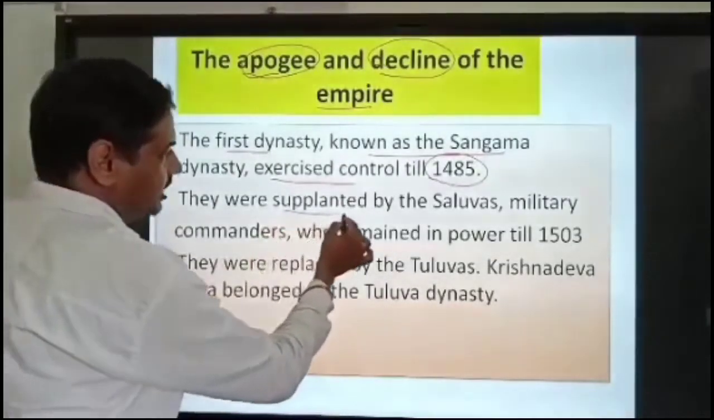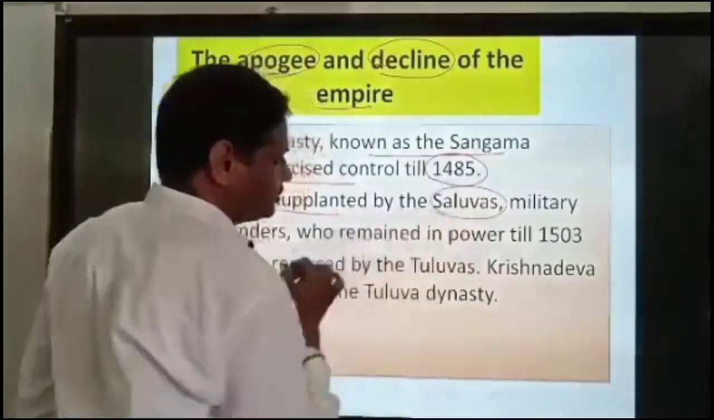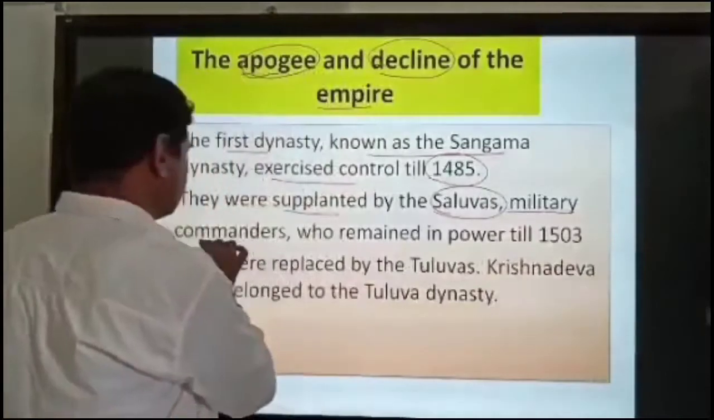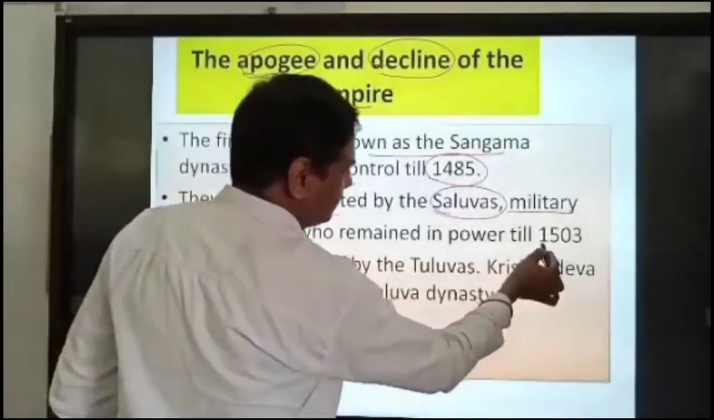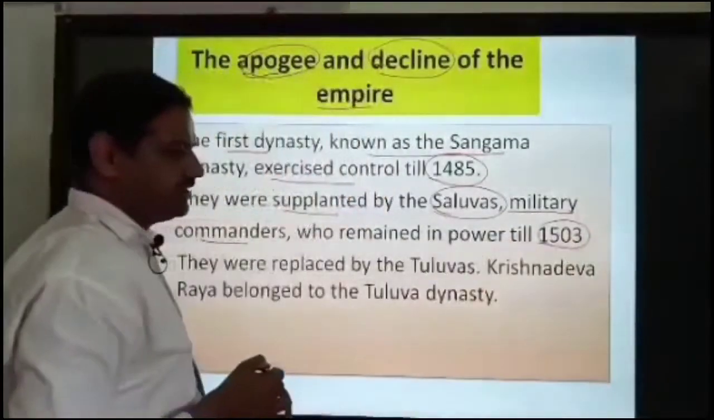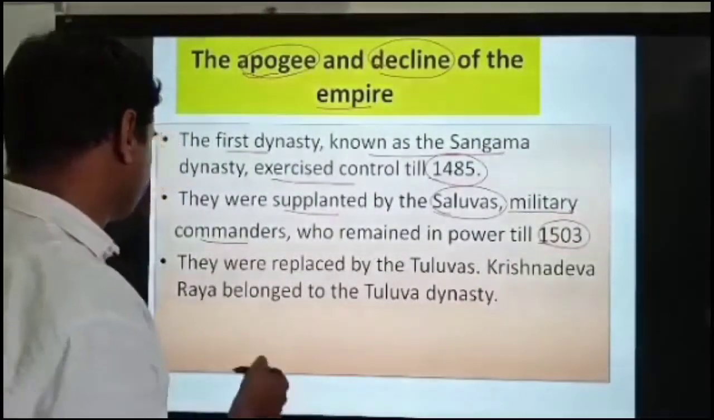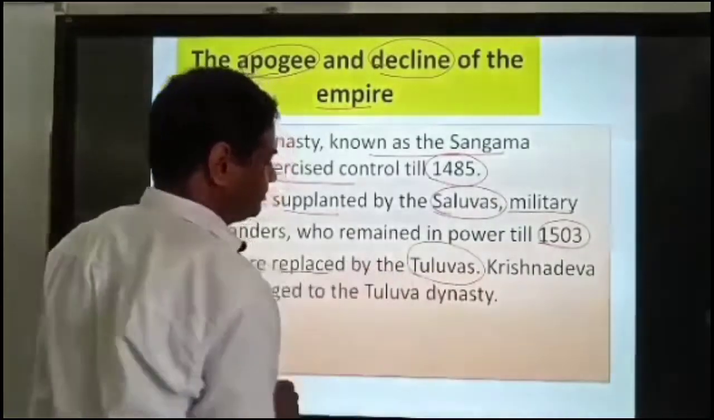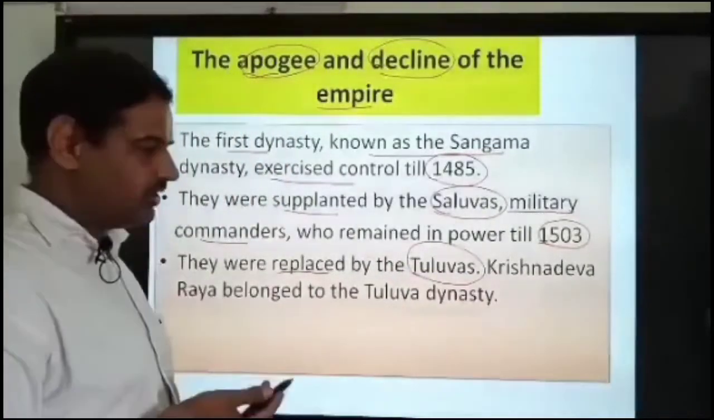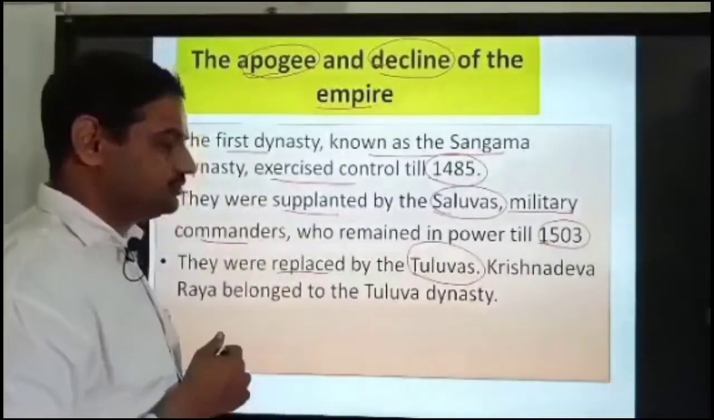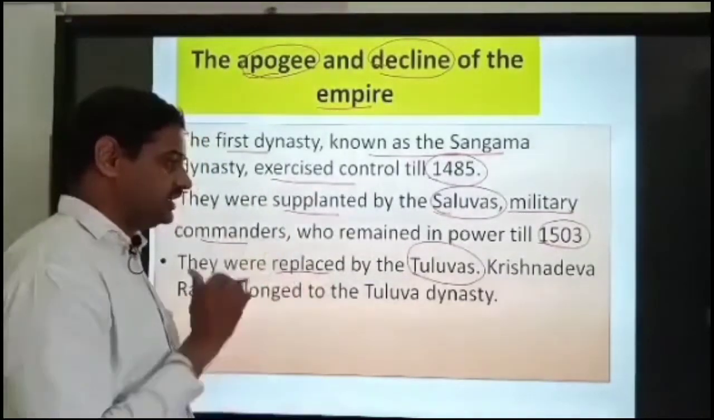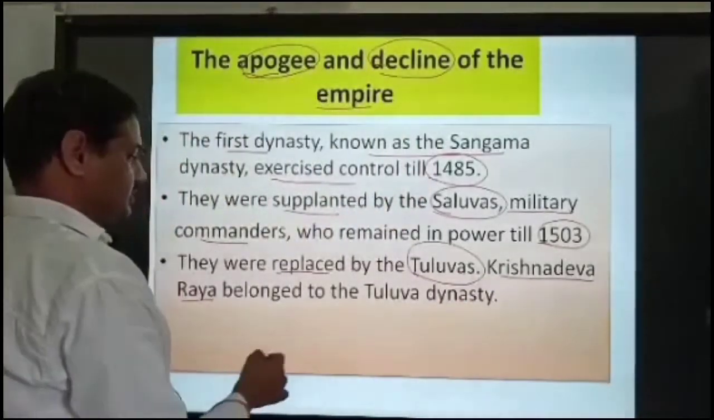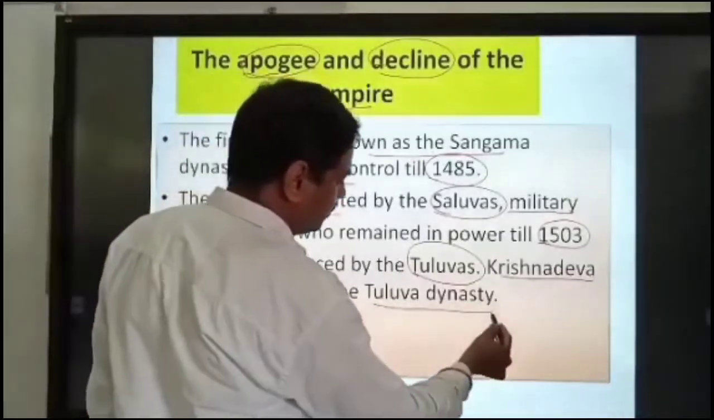They were supplanted by the Suluvas. The next dynasty was the Suluva, that was also founded by the military commanders of that time, who remained in power till 1503. So this dynasty also came to an end in 1503, and they were replaced by the Tuluvas, that is the third dynasty. This was a very powerful dynasty, and the kingdom reached its zenith or its peak during this dynasty, and the famous ruler of this dynasty was Krishna Devaraya, who belonged to the Tuluva dynasty.